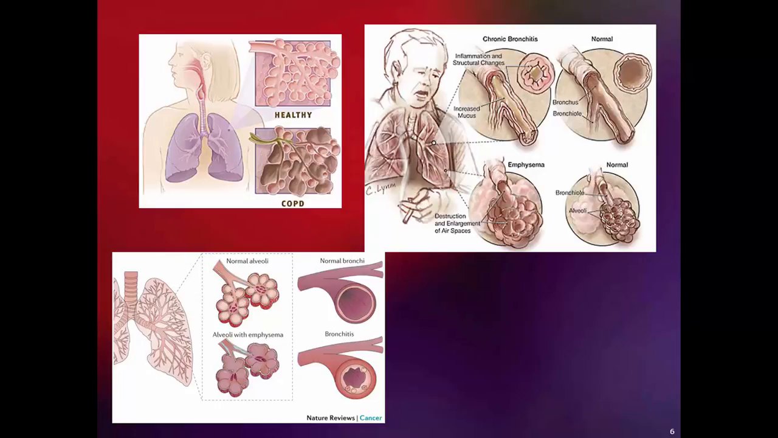All right, this is just a picture of examples of what healthy alveoli look like versus COPD. It also shows you the difference between chronic bronchitis, looking at the airways, and a normal airway, and you can see how they're much more narrowed. And again, with emphysema, it's showing you the normal alveoli versus alveoli for emphysema.